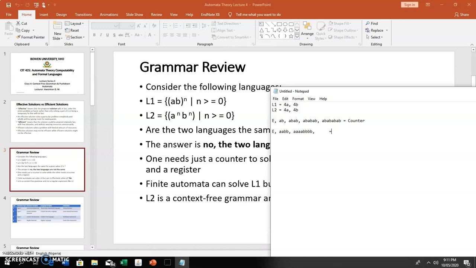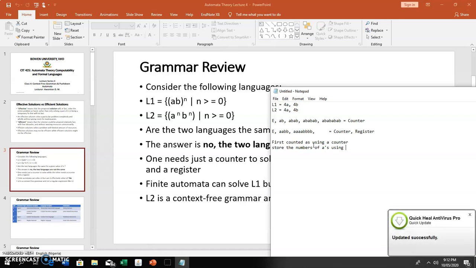First of all, you actually need a counter. But beyond the counter, you need a register. Why do you need a register in the second language? You need a register because you're not just counting A and B. You first counted the number of A's. Of course, your counter is going to do that for you. Now, don't forget you don't have two counters. It's still the same counter you're going to use. But it's not even a question of number of counters. After you count, you want to store the number of A's that you got. So, using what? Yes, a register.